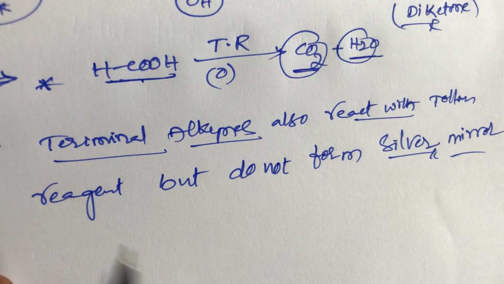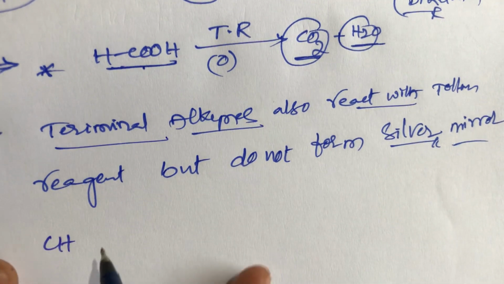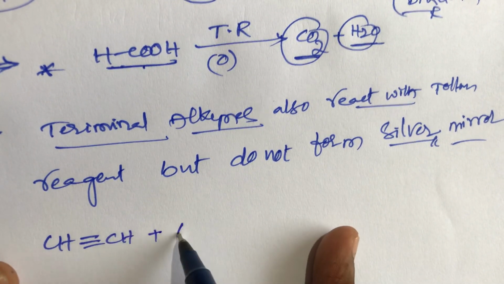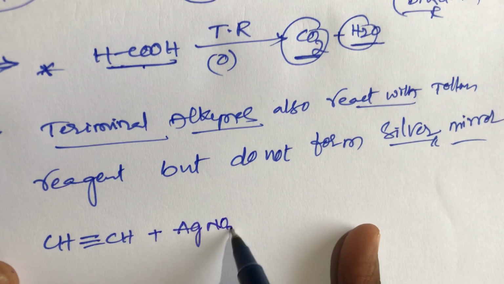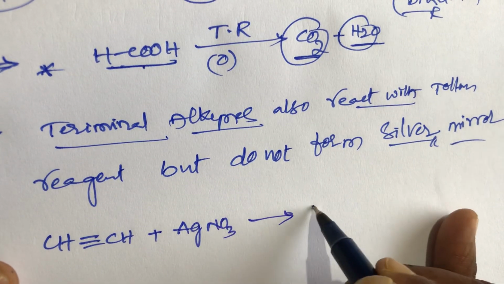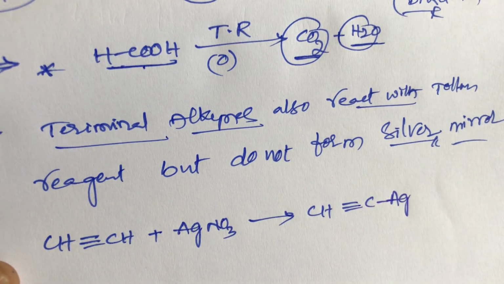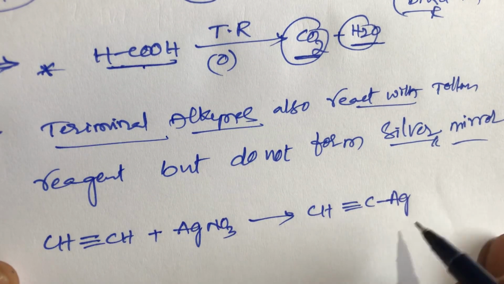Now take the example, student. A terminal alkyne, for example CH triple bond CH, that is acetylene. When acetylene reacts with AgNO3, what happens, student? It gives CH triple bond CAg.